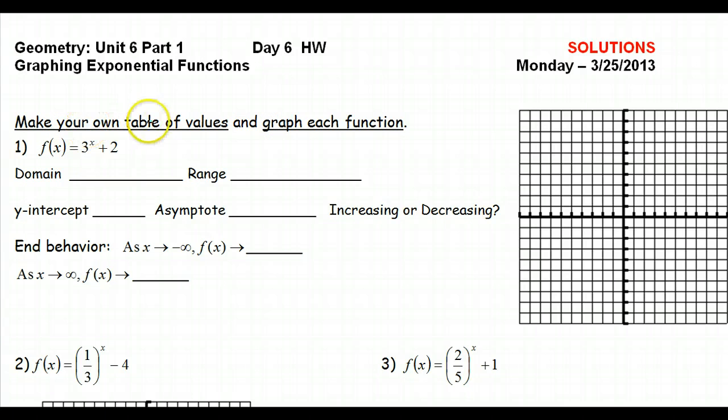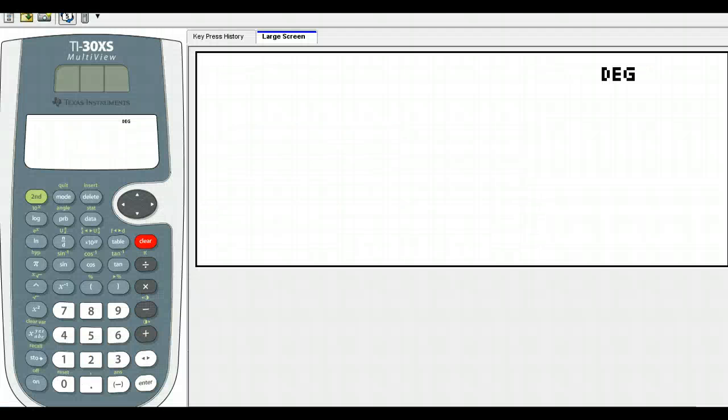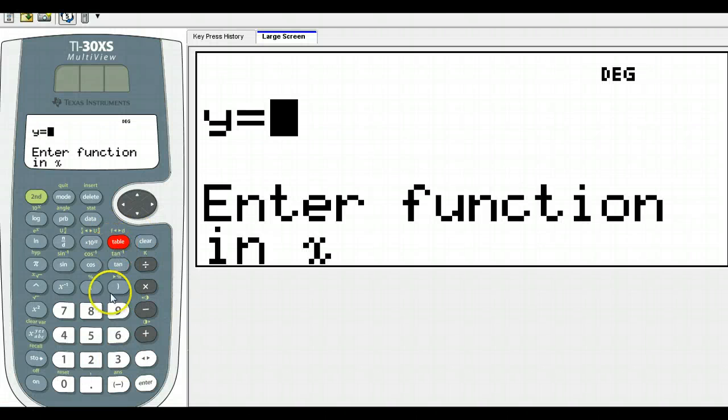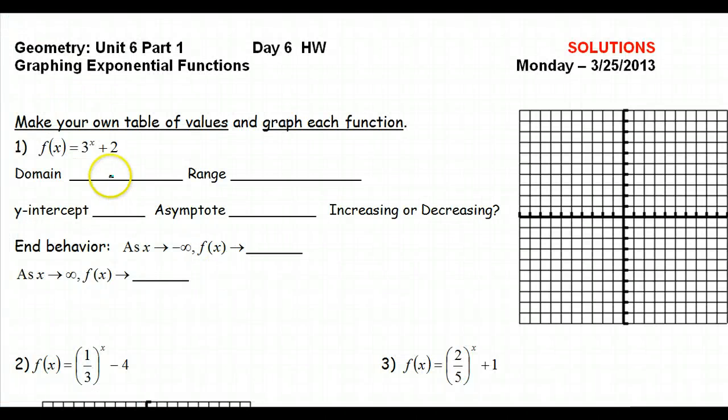Let's see, make your own table of values and graph each function. Yeah, so here's a function, 3 to the x power plus 2. Put this in your calculator. So just hit the table button on your calculator and you will get to here. And so we have 3 to the x power plus 2.